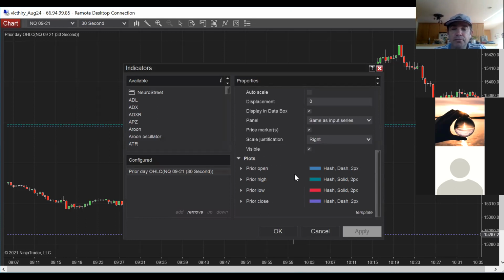There you go. So now when we see on the chart, these are the landmarks we want to know which ones are which. So for the prior day close, can we turn that to a yellow?